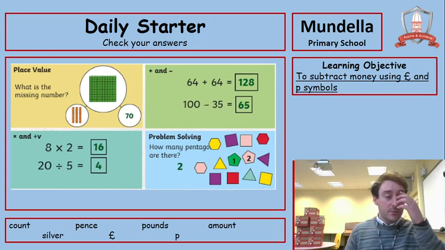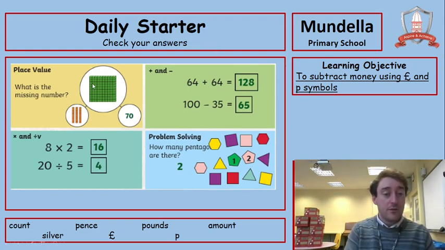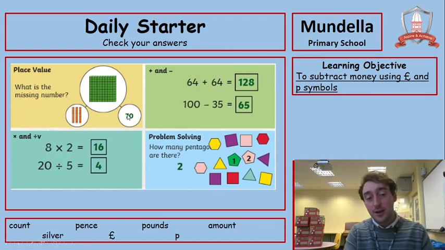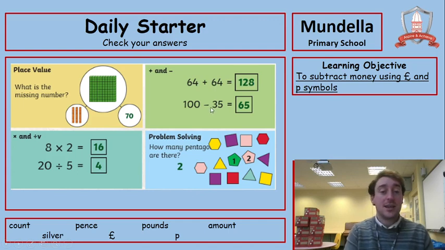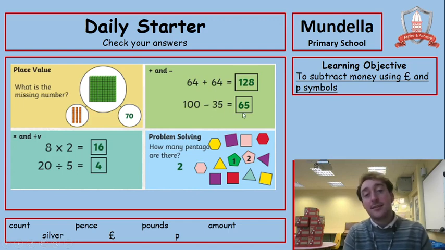There we are. So what was the missing number here then? Well, we had a block of 100. There was 30 of them. So what's left over? 70. 70 was the answer there. 64 add 64 is 128. 100 take away 35.